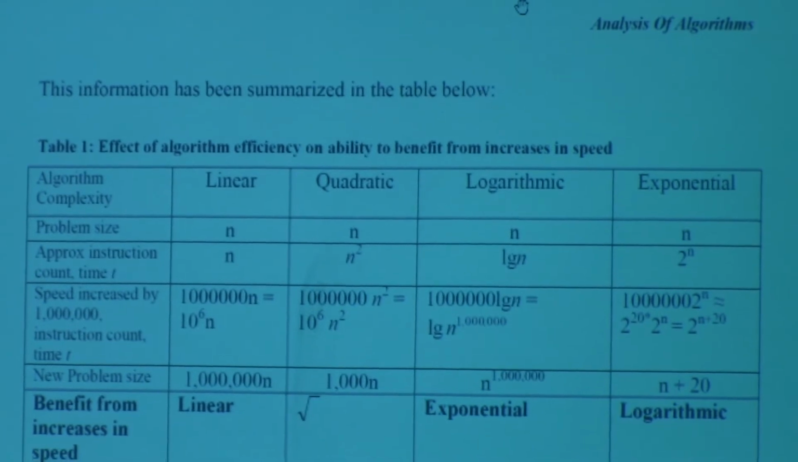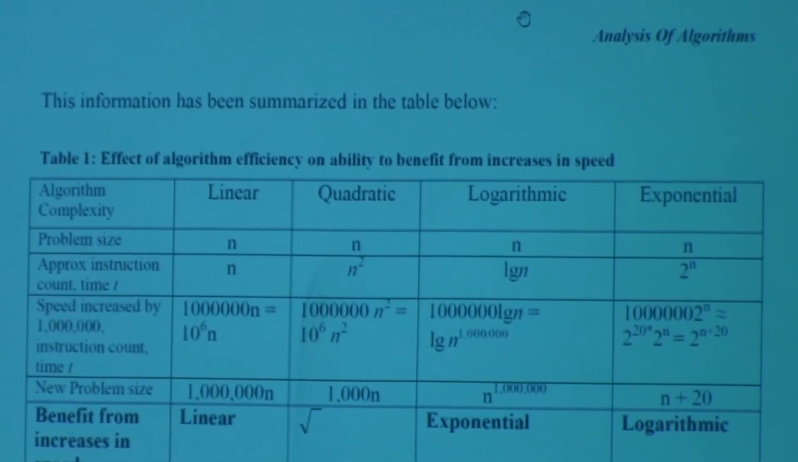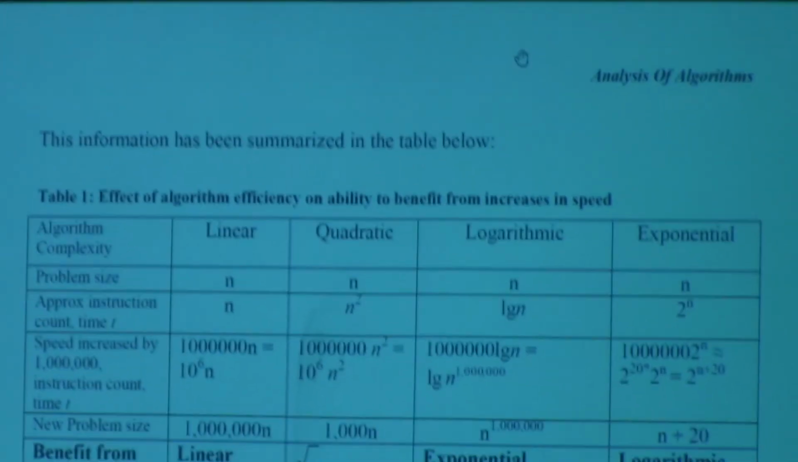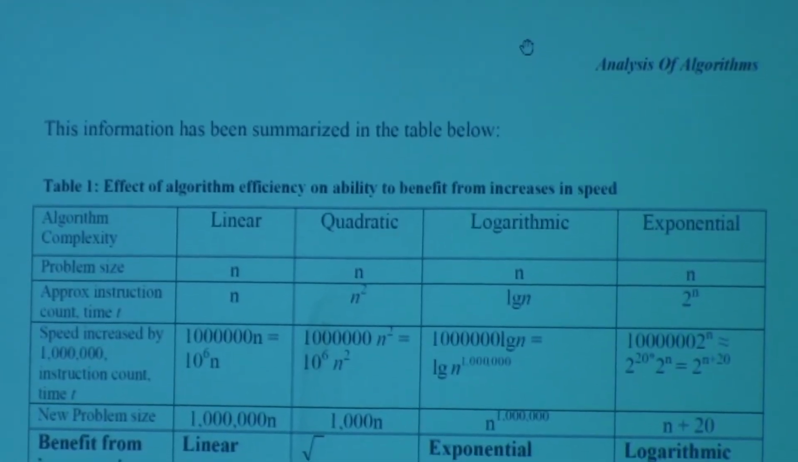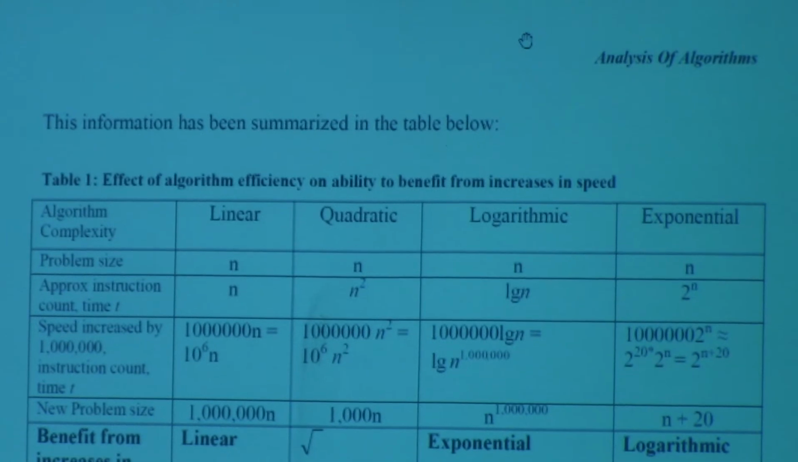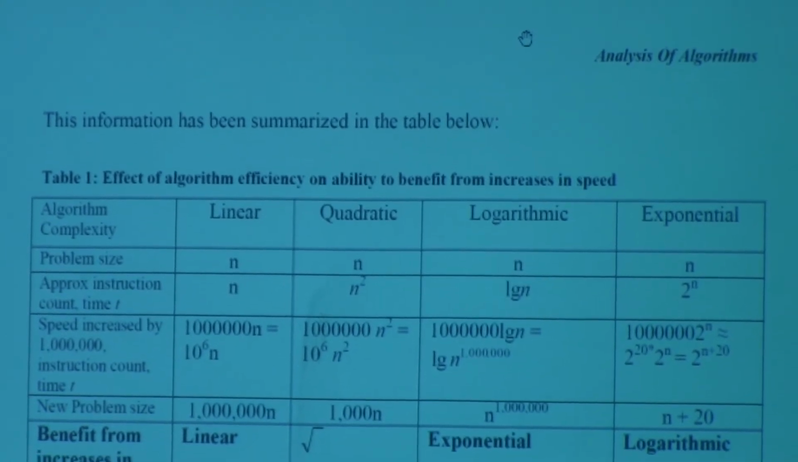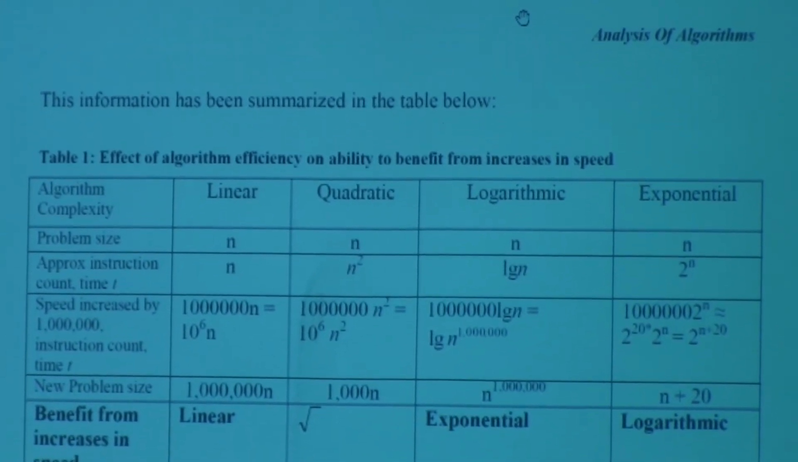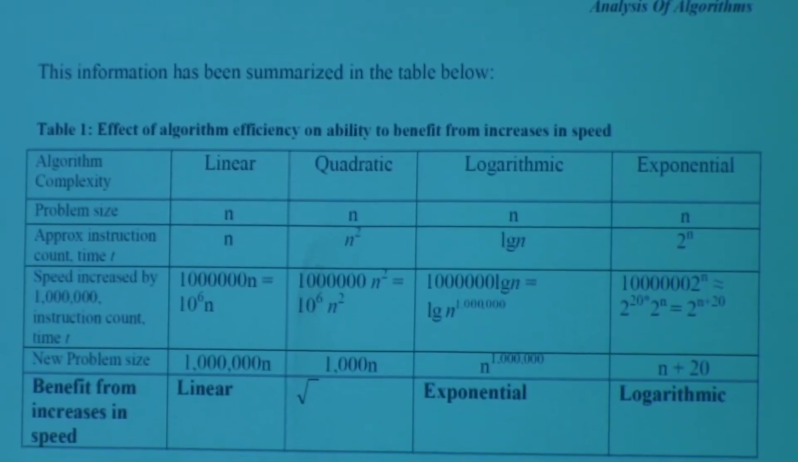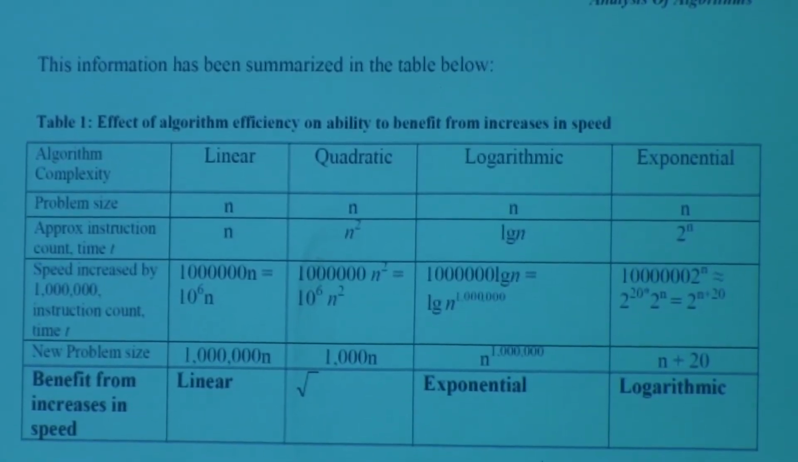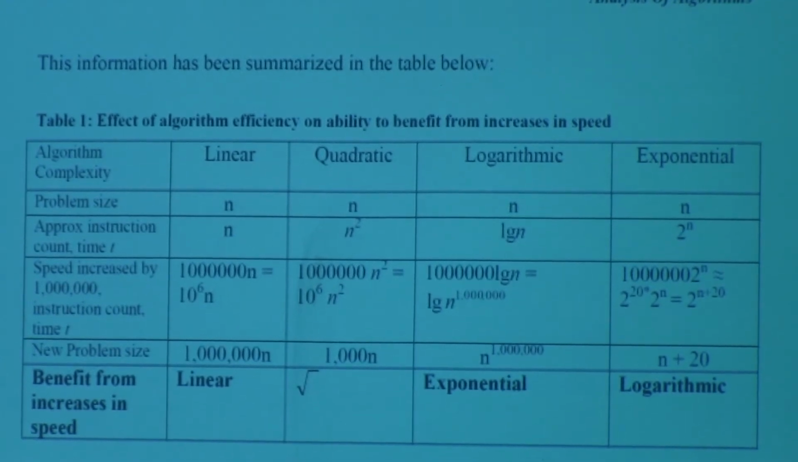Problem size is 16. Algorithm complexity is 2 to the n. That's 65,000, 64K, right? It's 2 to the 16, which is 64K. I double the speed of the machine. So instead of 64K instructions in time t, it will execute 2 times 64K, which is 128K.